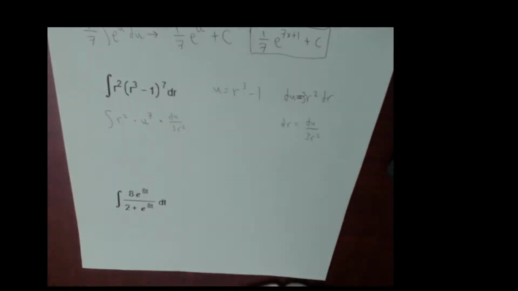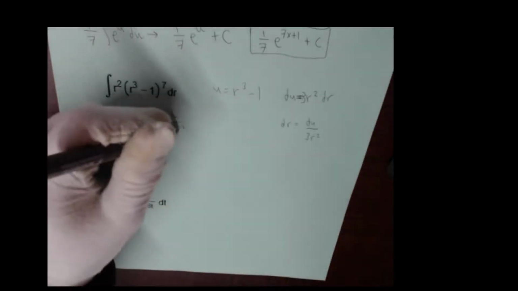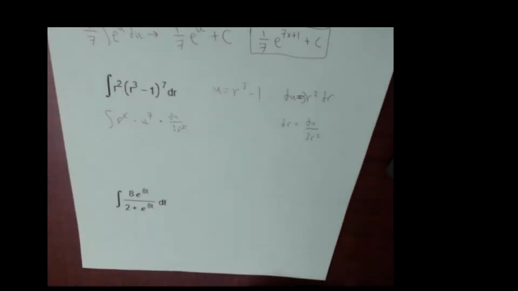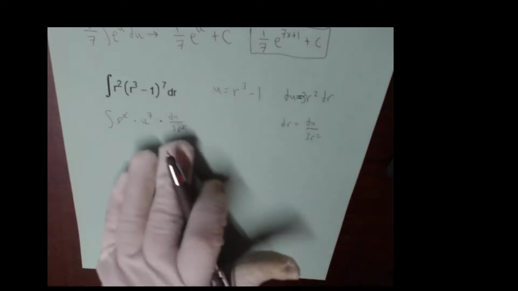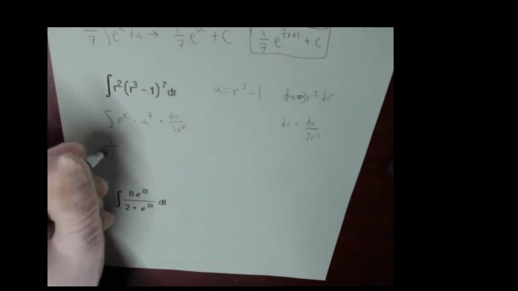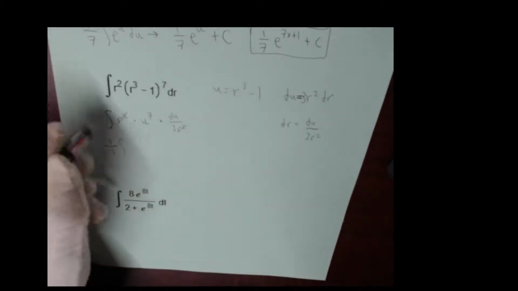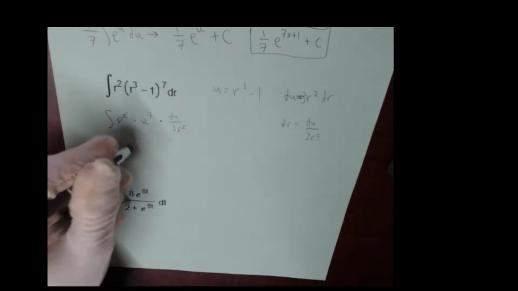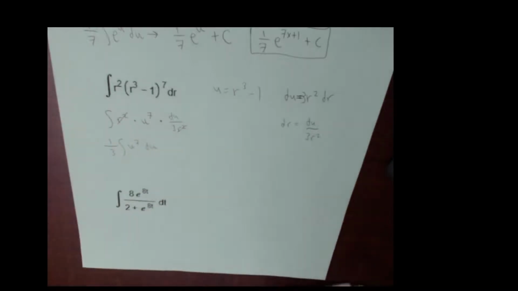Just like that. Okay? Notice now that the r squareds cancel, which is critical. If we have any r's remaining, we wouldn't be able to use this technique. We have to only be in terms of u. This 1/3 can come out in front of the integral. So we have the 1/3 times the integral of u to the 7 du, like that. So that's a lot simpler integral than this mess up here.